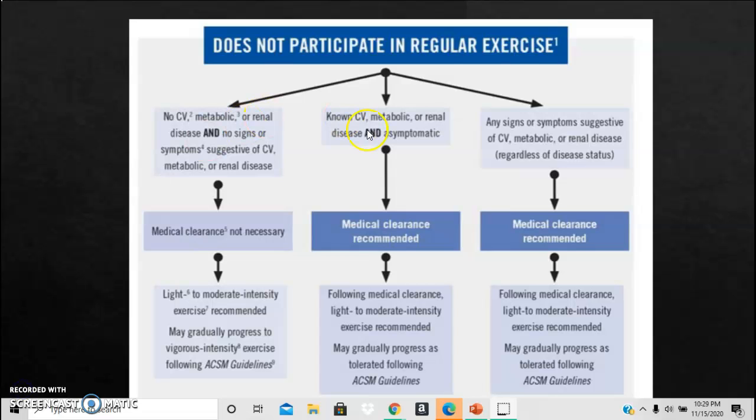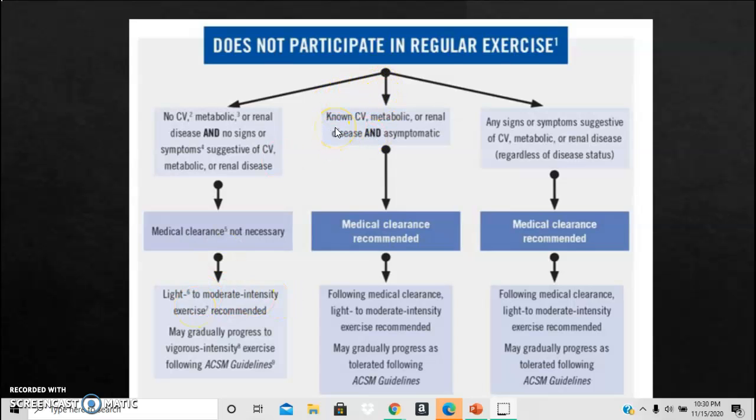So now we'll talk about the actual algorithm. And this is for the clients that do not currently participate in regular exercise. If we look to the left, this is if the client has no cardiovascular, metabolic, or renal disease and has no signs or symptoms which are suggestive of these diseases. For this population, medical clearance is not necessary, and they may also progress onto light and moderate intensity exercises.